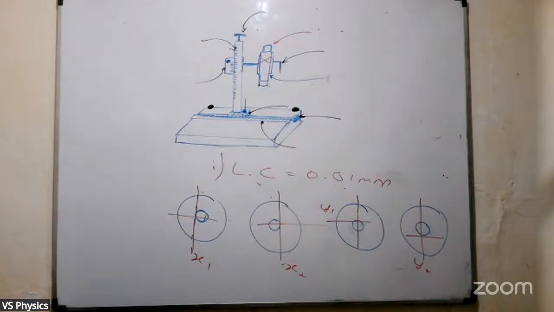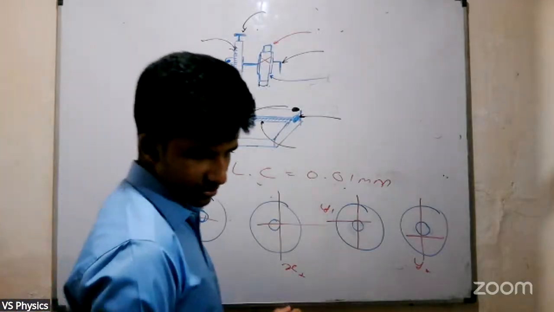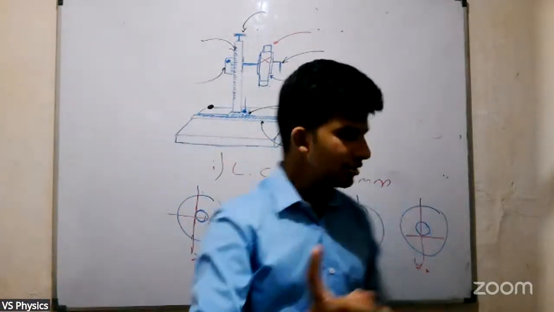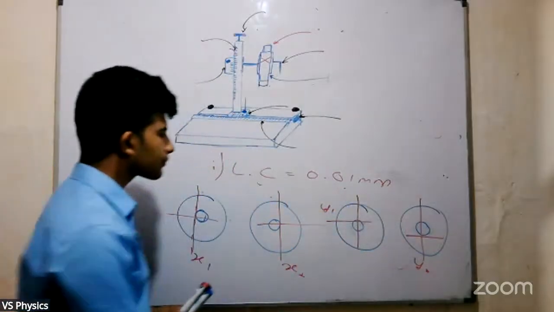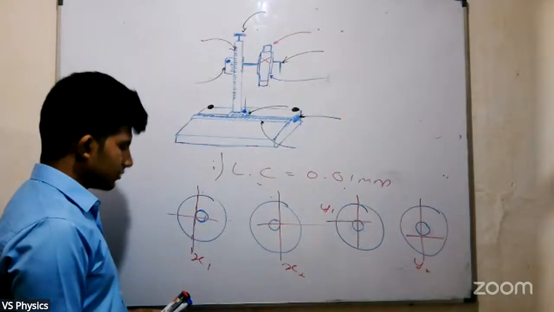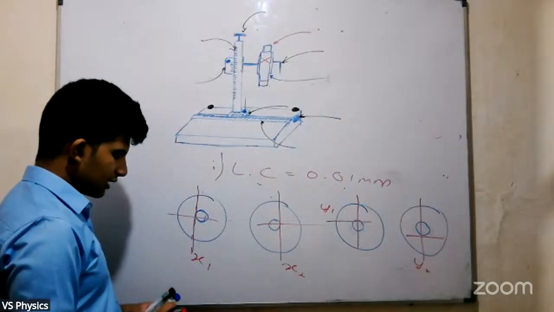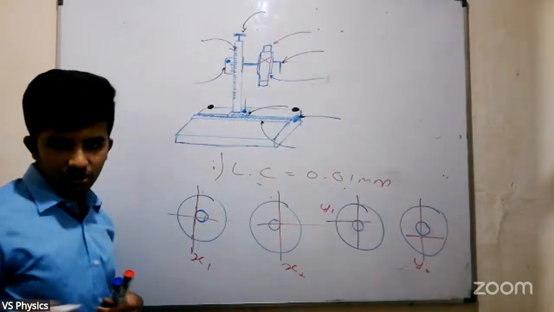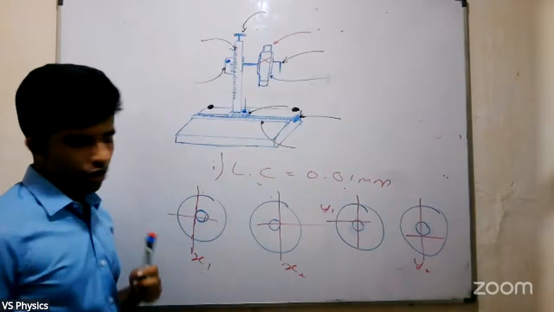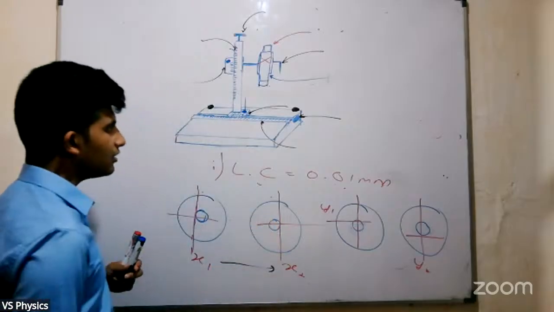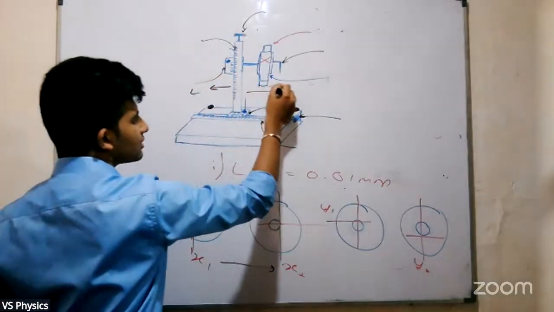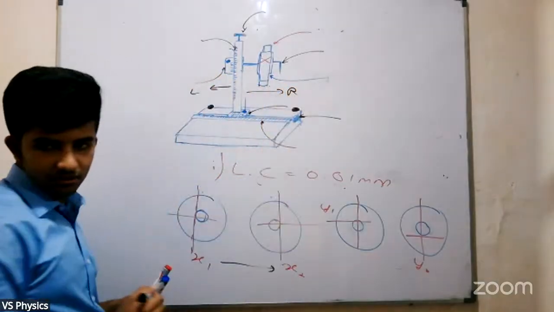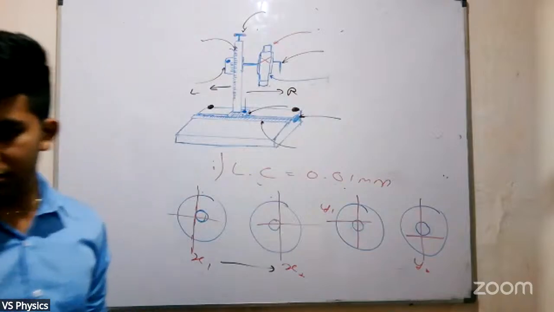Do you have any questions on that? There's one more thing. Let's say you have taken the x1 reading. To go to the x2 reading, which way should the arm move? Left or right? Note it down.